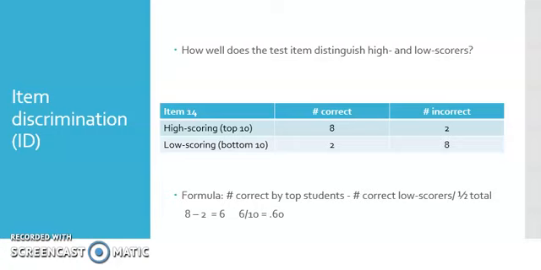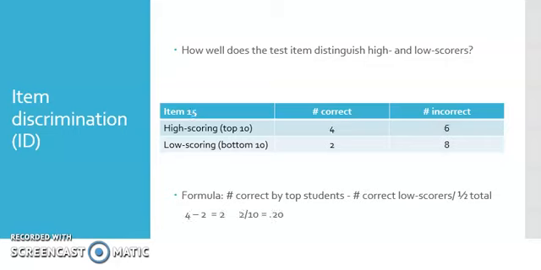Higher item discrimination is better, but we don't expect it to be exactly perfect, 1.0. 0.60 and 0.50 is moderate. It's totally fine. It's totally acceptable. If we just take a step back from those numbers and think, of the top 10 students, 8 got this item correct. Some of the bottom 10 students got it correct, but more didn't. That kind of makes sense. That is discriminating.